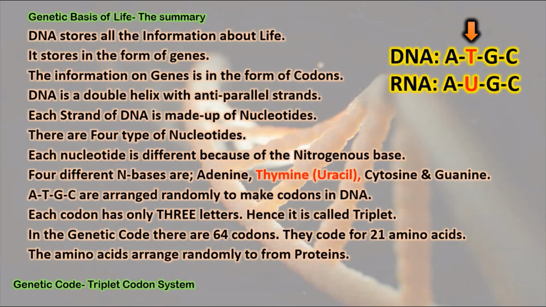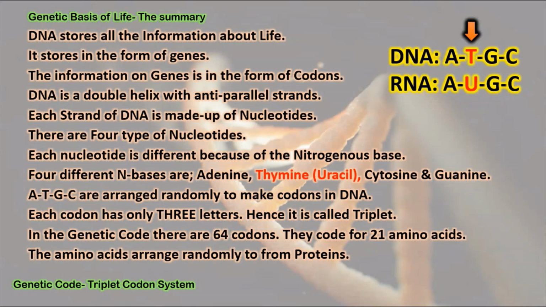A double helix model structure of DNA, which forms the chemical basis of life. DNA stores all the information about life. It stores in the form of genes. The information on genes is in the form of codons. DNA is a double helix with anti-parallel strands. Each strand of DNA is made up of nucleotides. There are 4 types of nucleotides. Each nucleotide is different because of the nitrogenous base. There are 4 nitrogenous bases: adenine, thymine, cytosine, guanine in DNA, adenine, uracil, cytosine, guanine in RNA. And these are arranged randomly to make the codons.